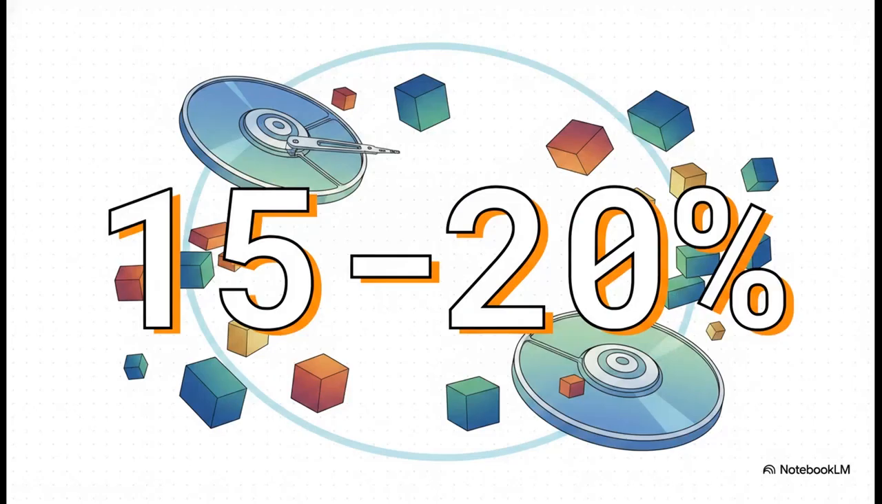Also, here is a magic number you really need to keep in mind: 15 to 20%. You should always strive to maintain at least 15 to 20% of free space on your hard drive. Why? Well, if a drive is completely stuffed full, Windows literally doesn't have the physical room on the disk to shuffle those fragmented file pieces around during the optimization process. It desperately needs that empty space to act as a sorting area.